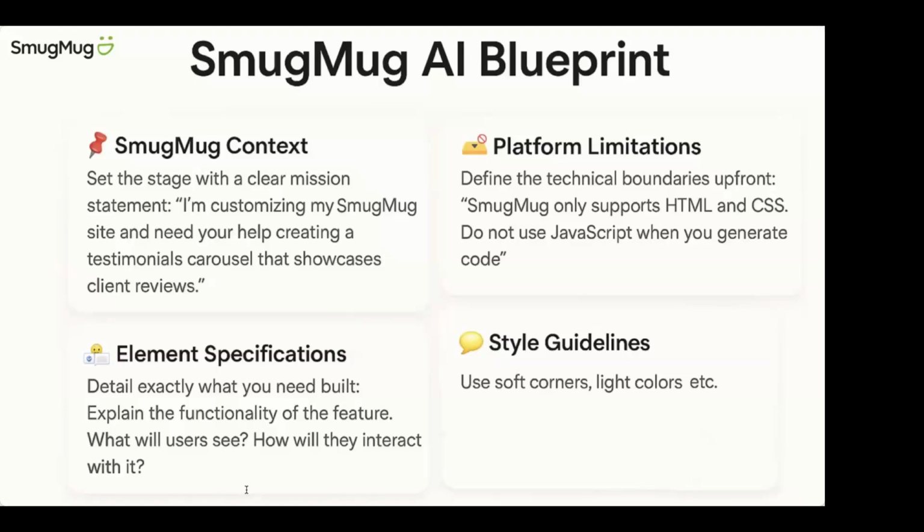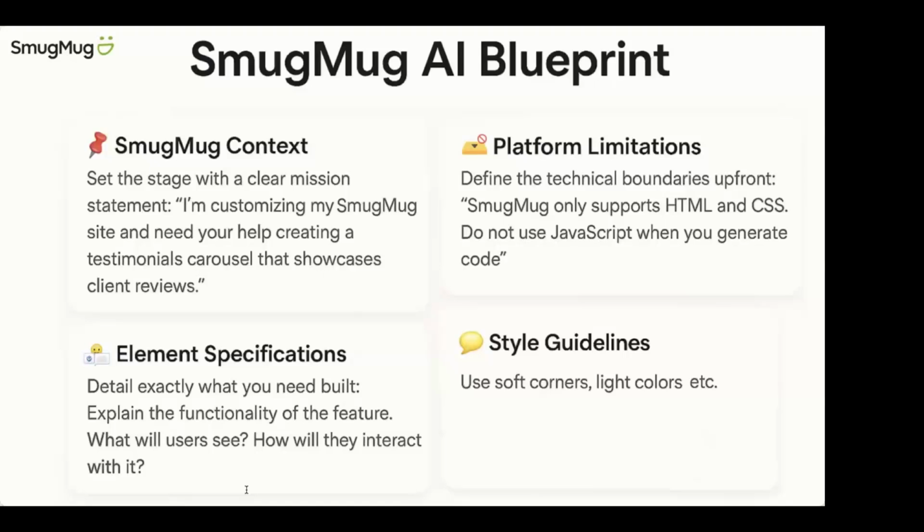For common elements like a testimonial carousel or section, a basic description may suffice. For custom features, do your best to explain the functionality in detail. What will users see? How will they interact with it? And what information should be displayed?